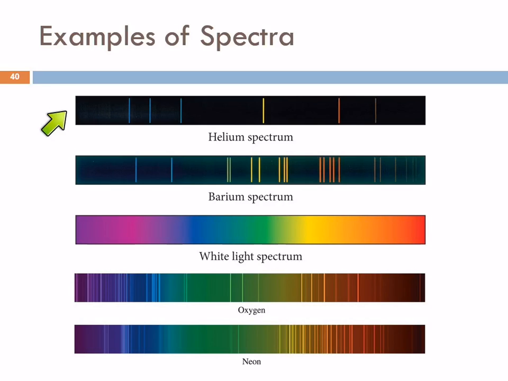So here we have the emission spectra for several different things. Here's for helium, barium. This is what we get with white light. We see a continuous rainbow. Here's oxygen, and here's neon. Neon is much more complicated than, say, helium. Any questions?